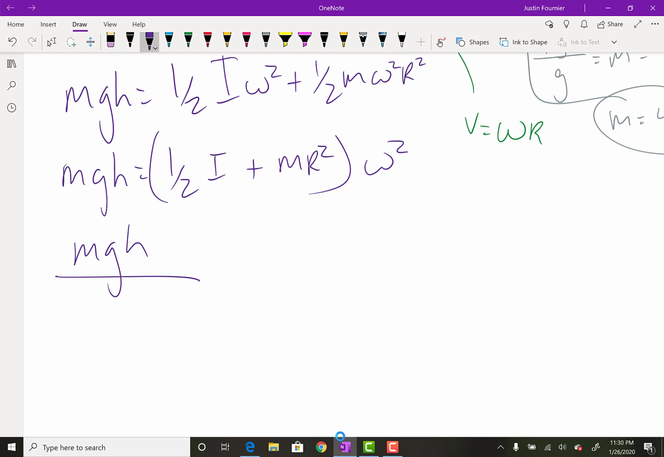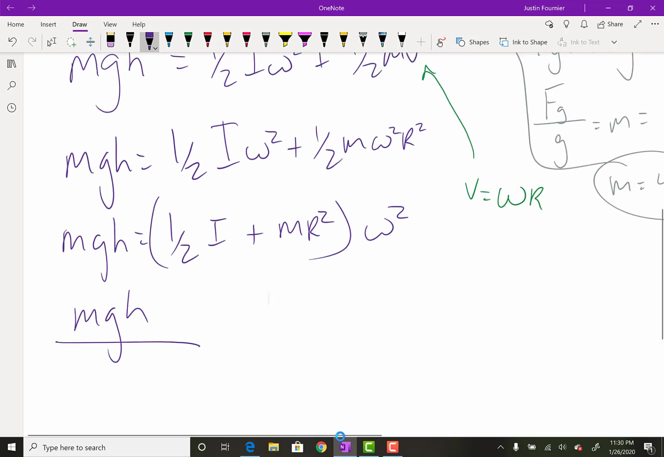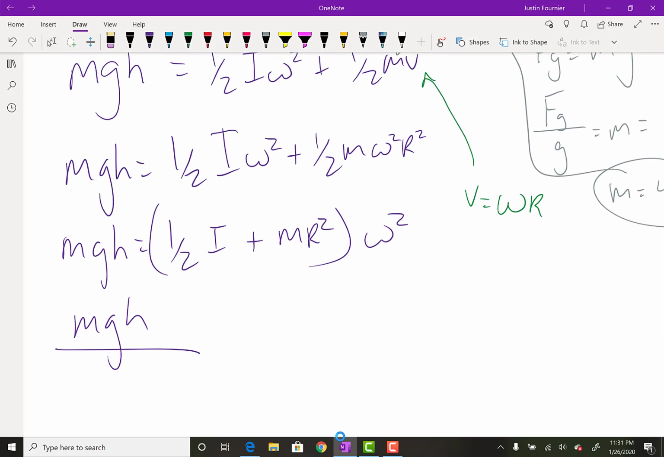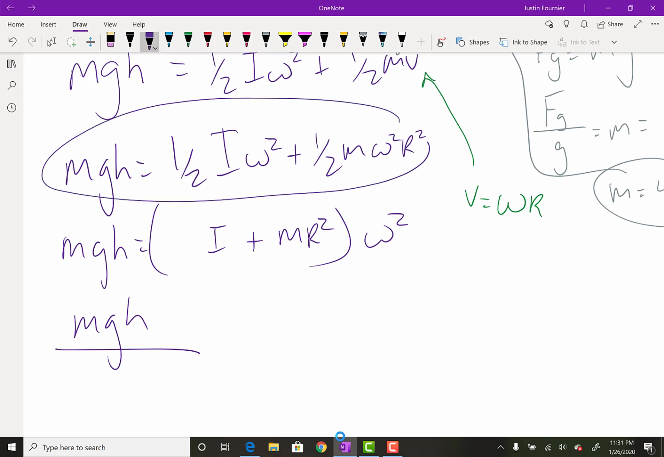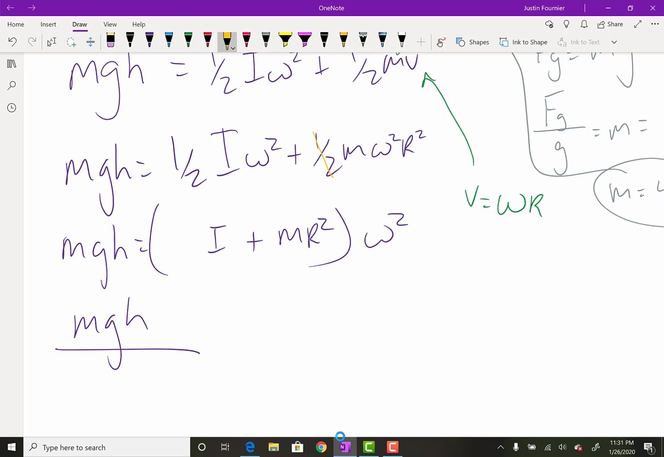mgh over, oops, I forgot the 1/2 here. Okay, the 1/2 was throwing me off. Starting here, I'm going to multiply the whole thing by 2. That cancels the 1/2 and gives this a 2. So there's a 2 here, and now I'm dividing by I plus mr squared. Then I take the square root, and that gives me omega.